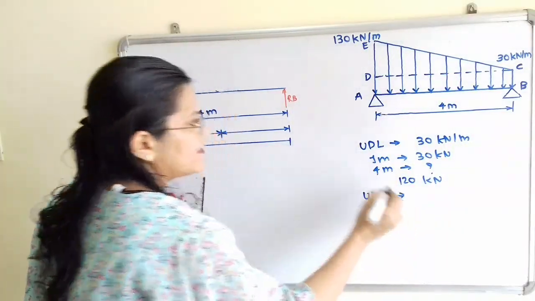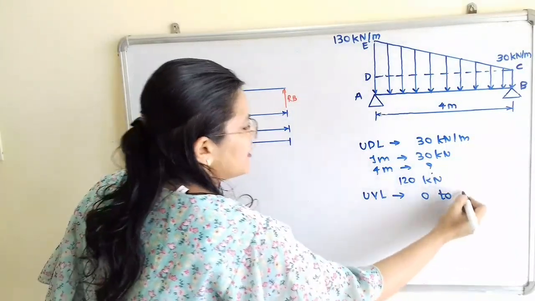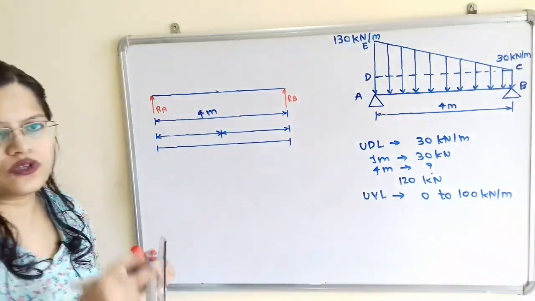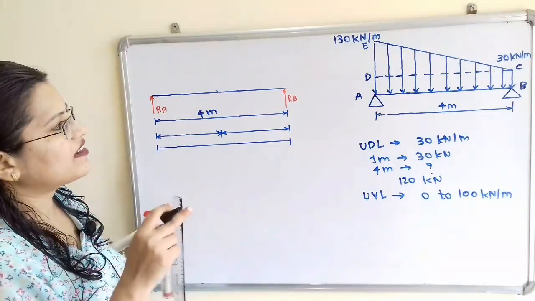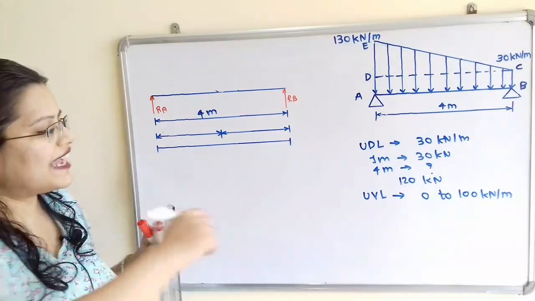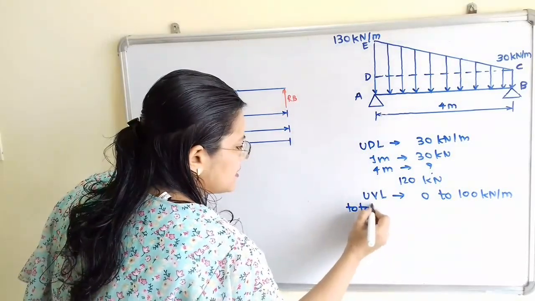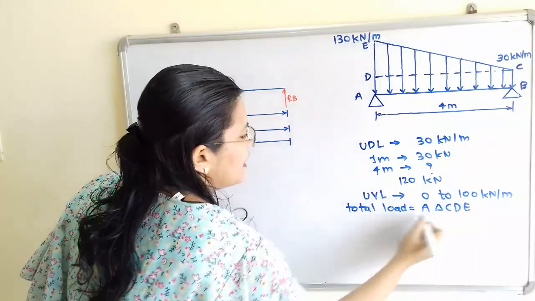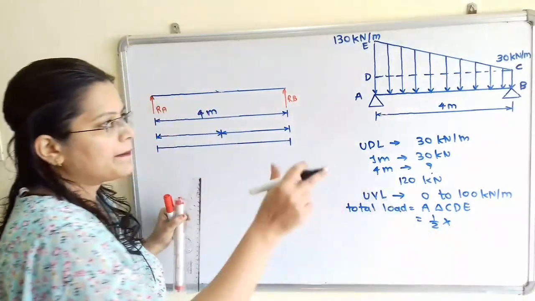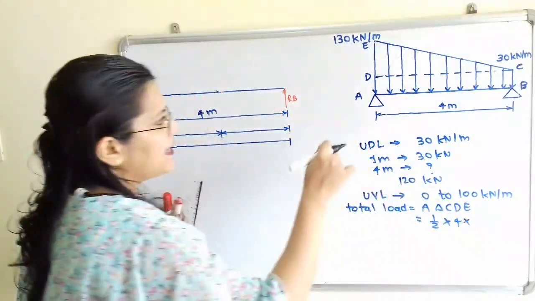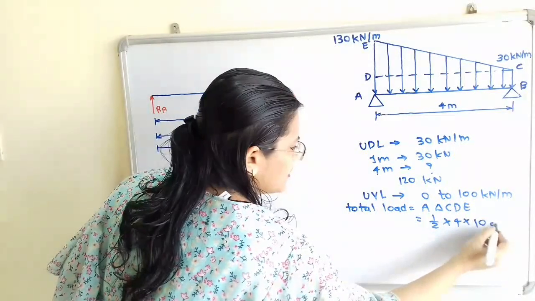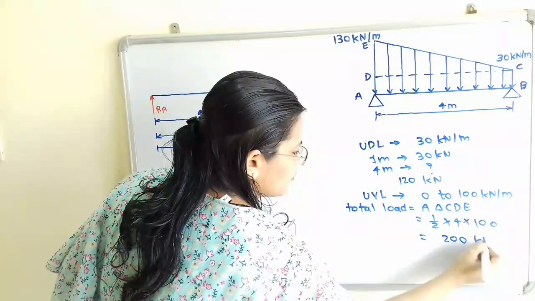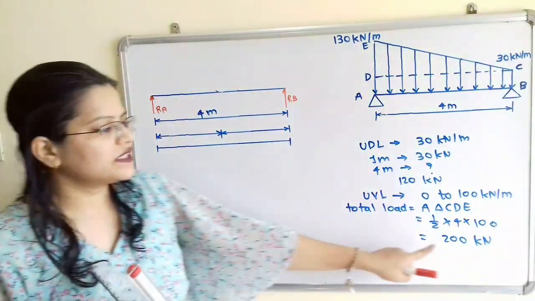Now we will move to the next, uniformly varying load. So this load will vary from 0 to 100 kilonewton per meter. So how to calculate the total load? If we observe, there is the shape of triangle CDE. So total load means area of triangle CDE, which is equal to half multiplied by base CD, so base CD is 4, multiplied by height DE, that is equal to 100. So when we calculate this, 200 kilonewton. So this is the total load.